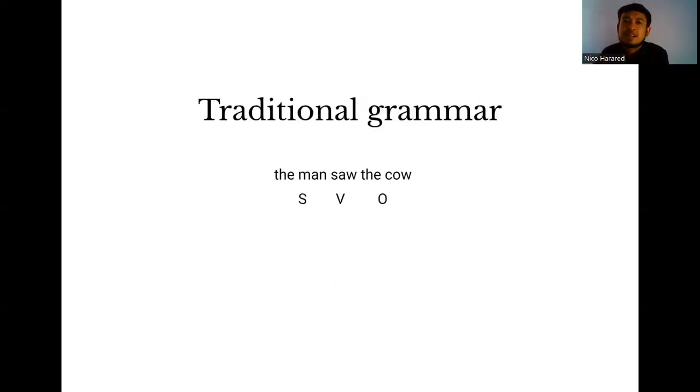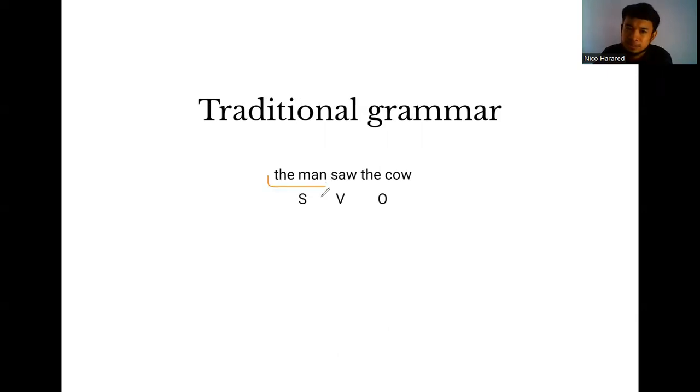Now, in traditional grammar, we know that the structure of the grammar is like, we have a subject, we have a verb, and also we have an object. One example: the man saw the cow. With this, we can break down the sentence.